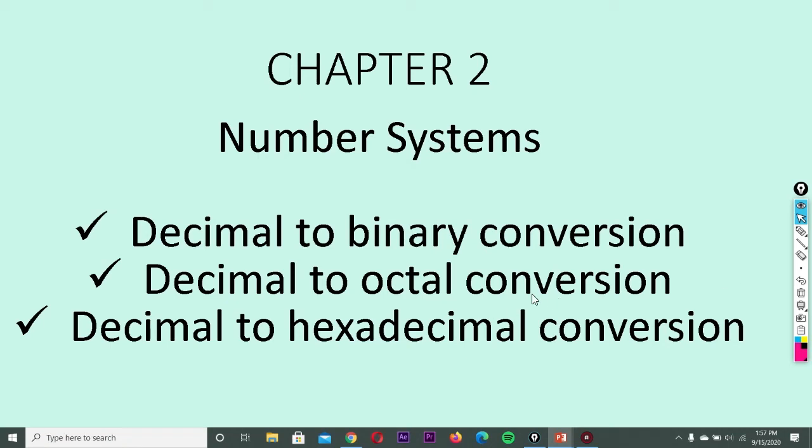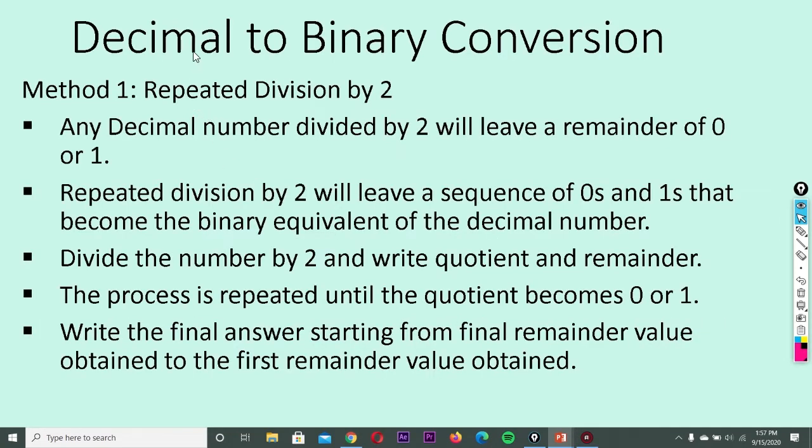Hello students, in today's video we will discuss chapter 2, number systems. So how to do the conversion: decimal to binary conversion, decimal to octal and decimal to hexadecimal. All the three conversions we are going to discuss. First one, decimal to binary conversions.